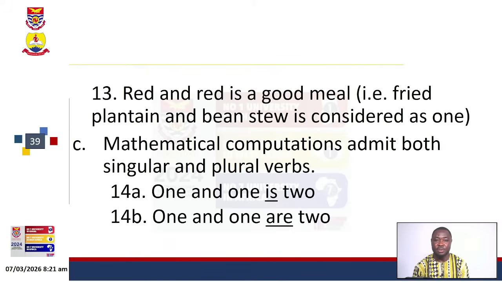Good. Rice and beans is my favorite. Yes. So rice and beans is one thing. It's a meal. That is why we use the verb is, which is singular.